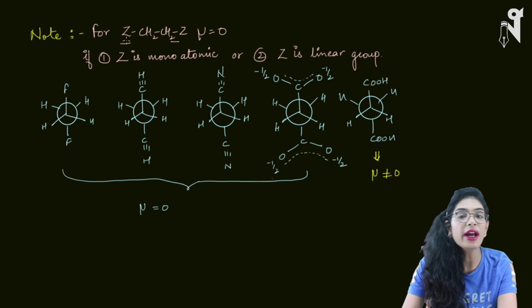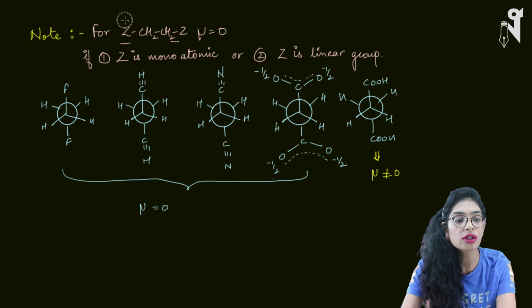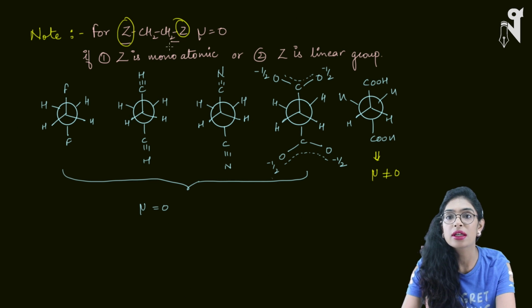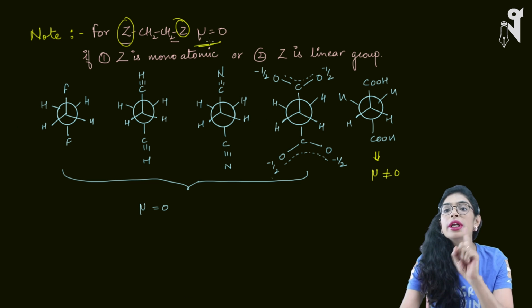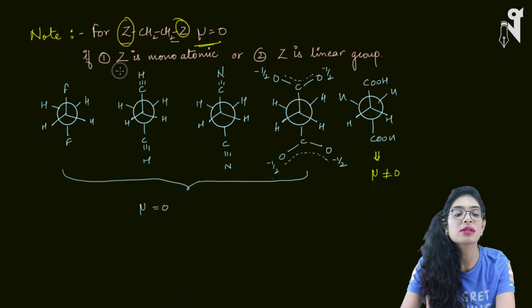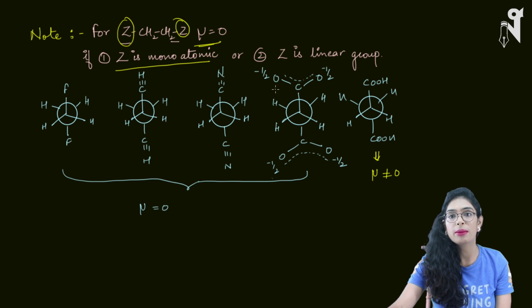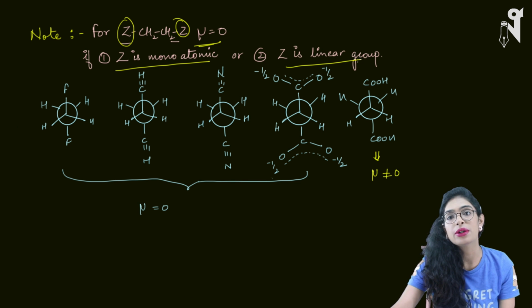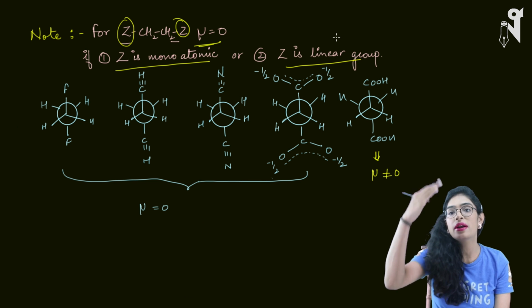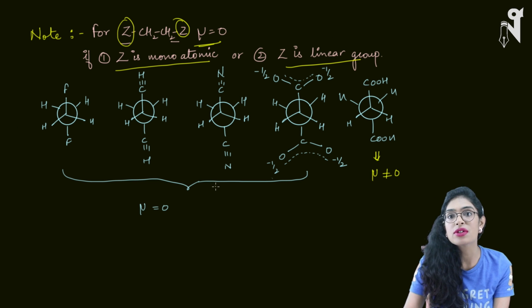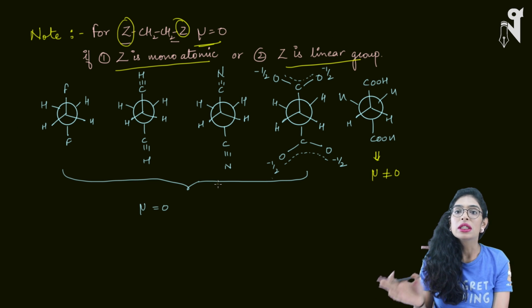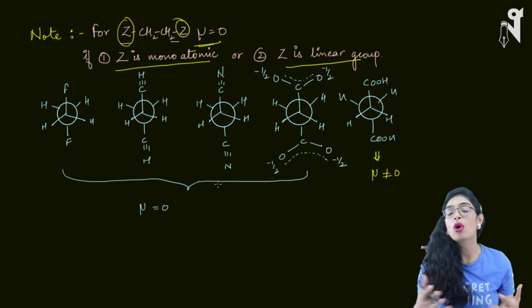Okay, so now let's write some important points on what we have learned and observed in the molecules till now. If I have a molecule with two functional groups attached on the first and second carbon, mu will be 0 only in two cases. One is if Z is monoatomic, that means chlorine, fluorine, bromine, iodine. The other is when Z is a linear group. Only in these two cases, when they are in the anti position, they will have a 0 dipole moment. Apart from these cases, other cases will have non-zero dipole moment.